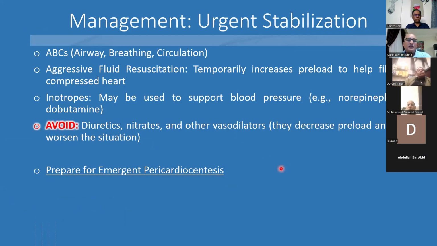Management. ABCs, airway, breathing, circulation can be applied if required. Aggressive fluid resuscitation temporarily increases preload to help fill the compressed heart. Inotropes may be used to support blood pressure, for example, norepinephrine, dobutamine, etc. And the most important thing is to avoid diuretics, nitrates, and other vasodilators. They can decrease preload and can worsen the situation. So avoid these diuretics and vasodilators.